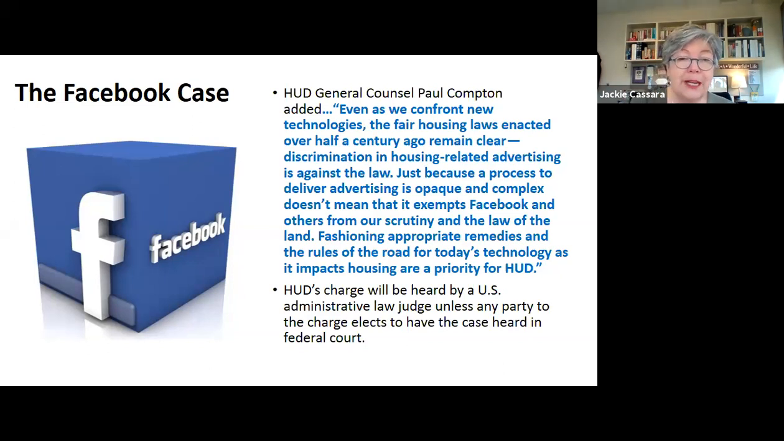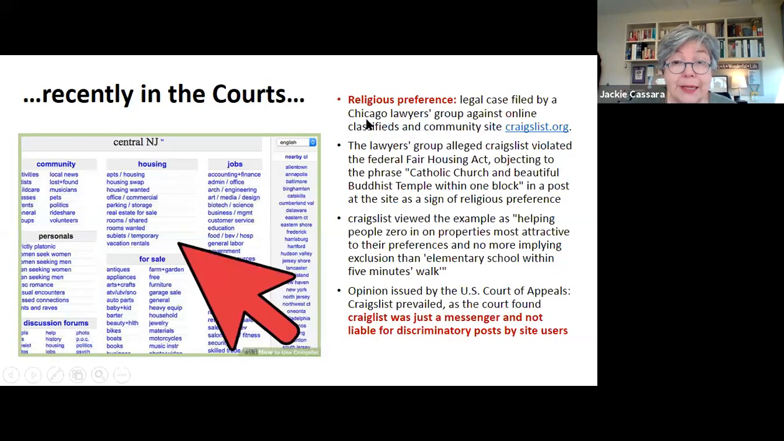Fashioning appropriate remedies and the rules of the road for today's technology as it impacts housing are a priority for HUD, which is prosecuting this case. HUD's charge is going to be heard by a U.S. administrative law judge unless any party to the charge elects to have it heard in federal court. That case is still pending, and it's going to be a landmark case for fair housing issues. So really, really interesting stuff.